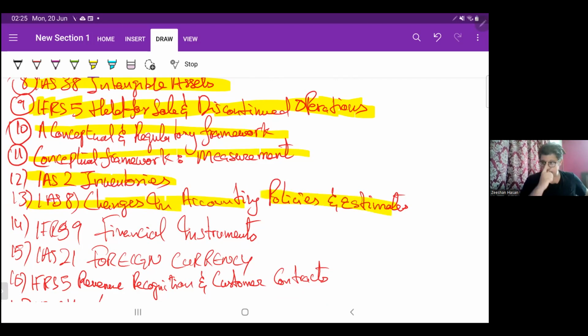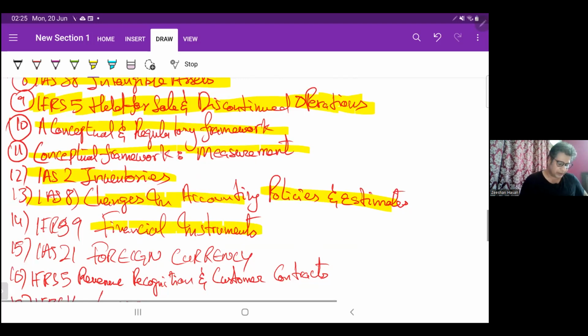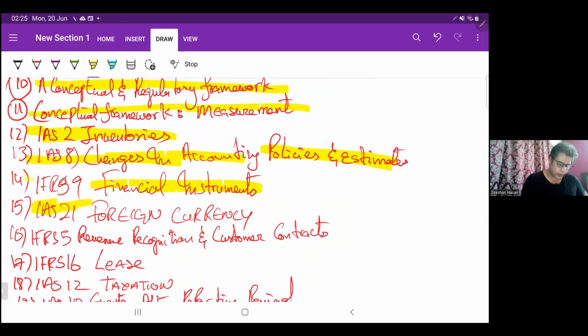Then we'll move to IFRS 9, financial instruments. What are financial instruments? What are financial assets? What are financial liabilities and their accounting treatments? Then we'll move to the other topic known as IAS 21, foreign currency. What is foreign currency? What is the spot rate, average rate, year-end rate? How to do the foreign currency accounting treatments?